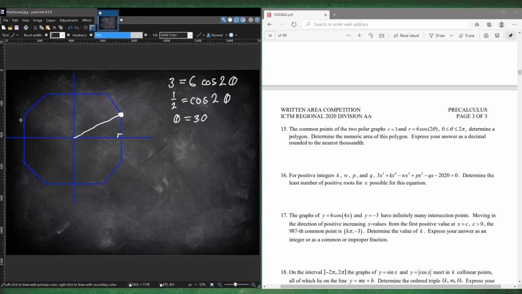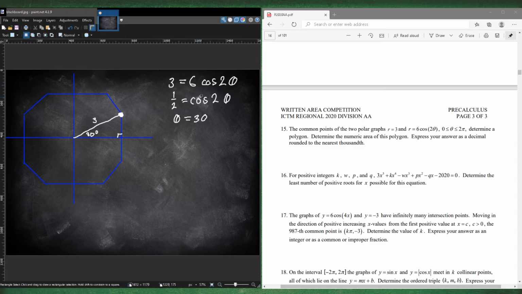So from there, that means this angle is 30 degrees because that's the smallest. And what is our radius? Well, radius is equal to 3. Right, because if you plug in 30 degrees in both the equations, the radius is 3, and cosine of 60 is going to be 1/2, and 1/2 times 6 is 3. So this is radius 3.